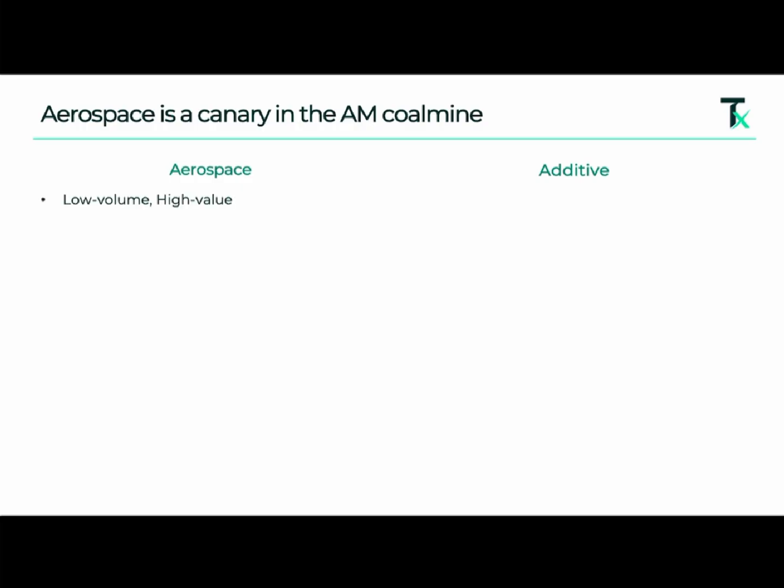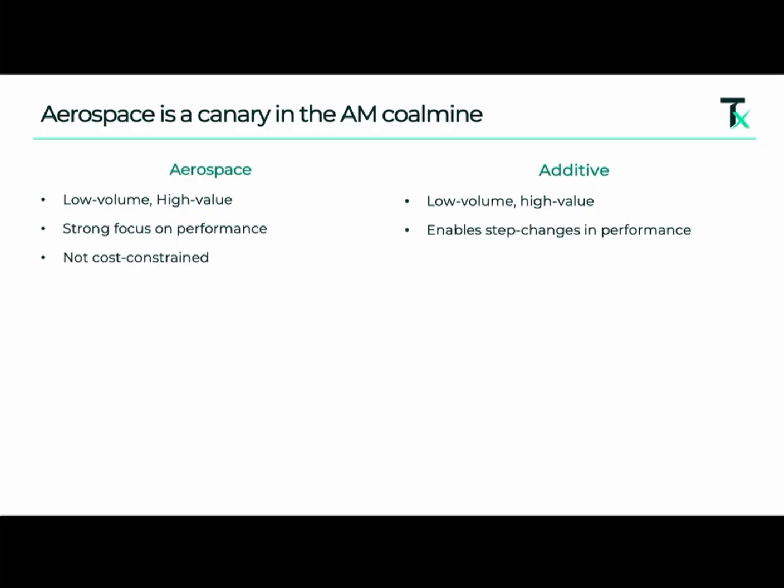So aerospace is relatively low volume compared to almost anything else. Your big Airbus will maybe produce a couple hundred planes a year, so it's not huge volume. Additive is also very good for making low volume, high value stuff. Aerospace, they only care about performance. They're not so interested in costs. There you go, not cost constrained.